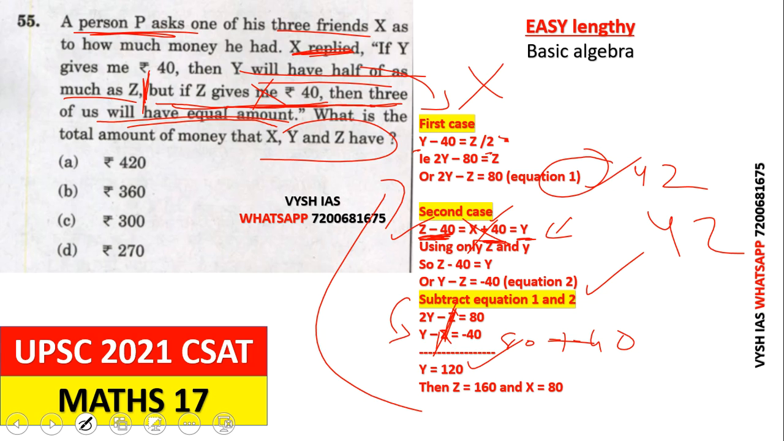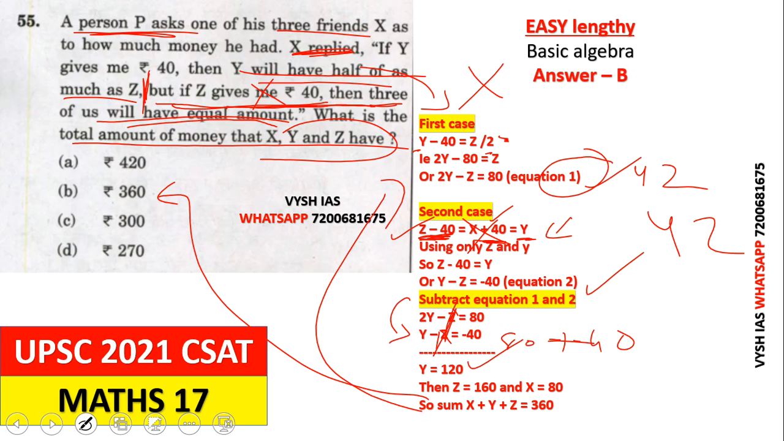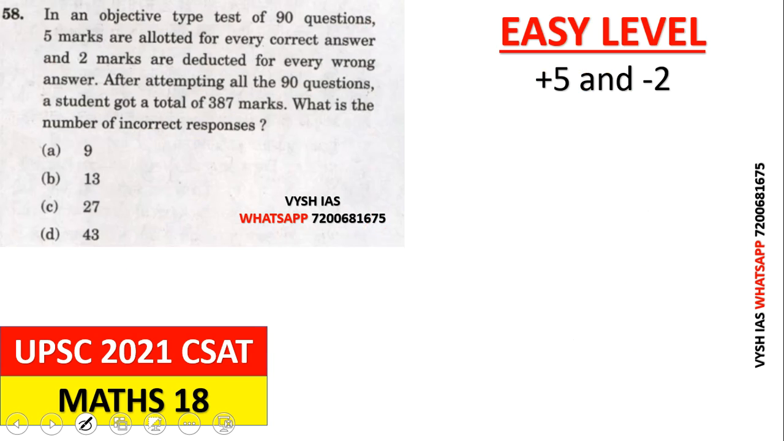But it's not over. They are asking what is the total amount of money that XYZ have. Total amount of money that XYZ have is equal to Y plus Z plus X, which is equal to 360. And that is the answer here. So these kinds of questions, if you see, it is basic algebra. You have to just get those 2 equations. To get that equation, you need to understand how to convert English into maths. This is the logic. If you are very bad at this, don't do this kind of questions.